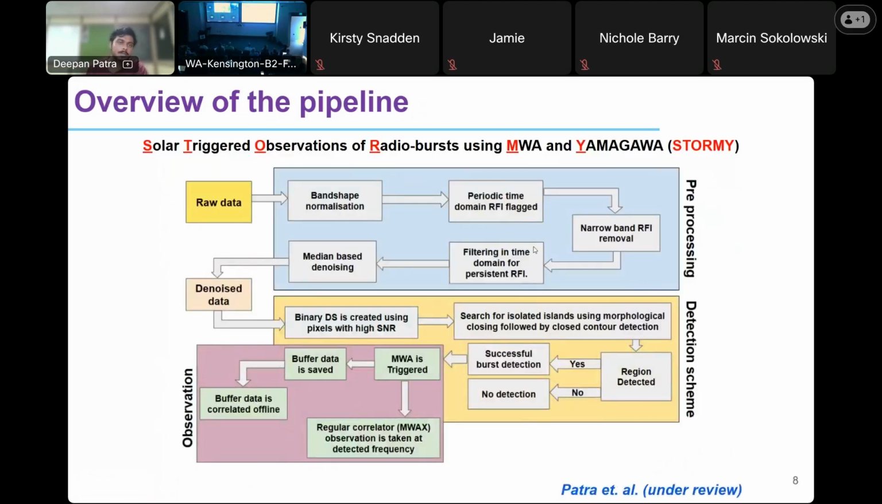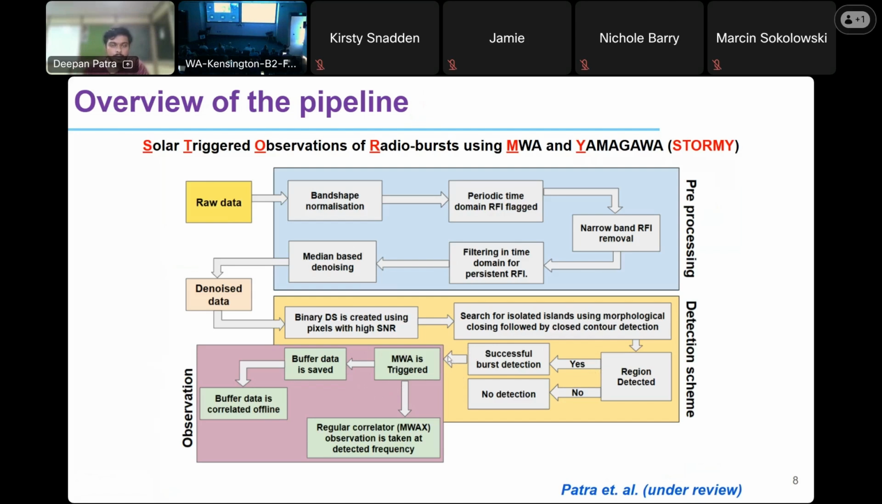So this is the overview of the pipeline. We named it STORMY: Solar Triggered Observations of Radio Bursts using MWA and Yamagawa. It has three distinct steps. One is the pre-processing step, where we get the raw data from Yamagawa, and then we do band shape normalization, RFI mitigation, and some median-based denoising. Then we use this denoised data to make a binary dynamic spectra using some thresholding techniques. On top of this binary dynamic spectra, we run our contour detection algorithm. If any closed contour or region is detected, we call it a successful burst detection, and this trigger is sent to the MWA. Then the buffer data is saved, and a new regular correlated observation at the frequency where we have detected the burst is scheduled.